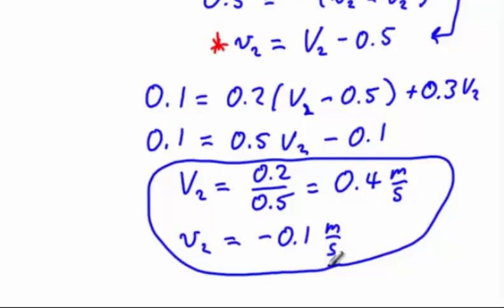Looking at our result, we see exactly this character, because the heavier, previously stationary mass does move to the right at 0.4 meter per second. However, the lighter mass recedes from the collision in the opposite direction to which it came in, having a velocity of negative 0.1 meter per second.